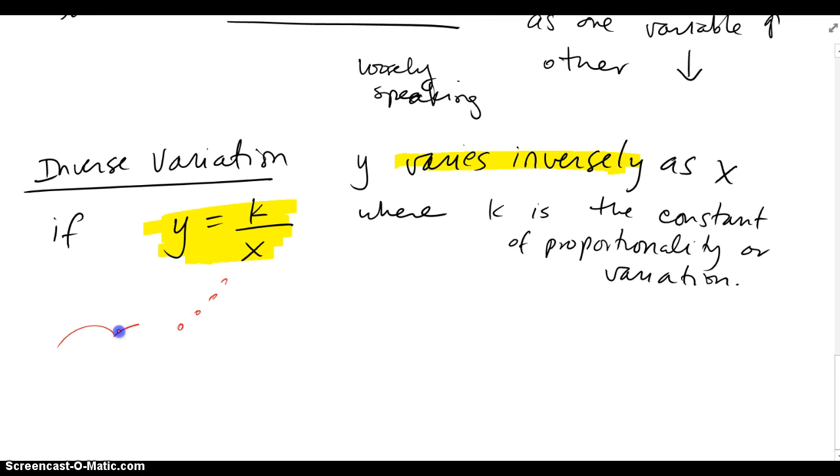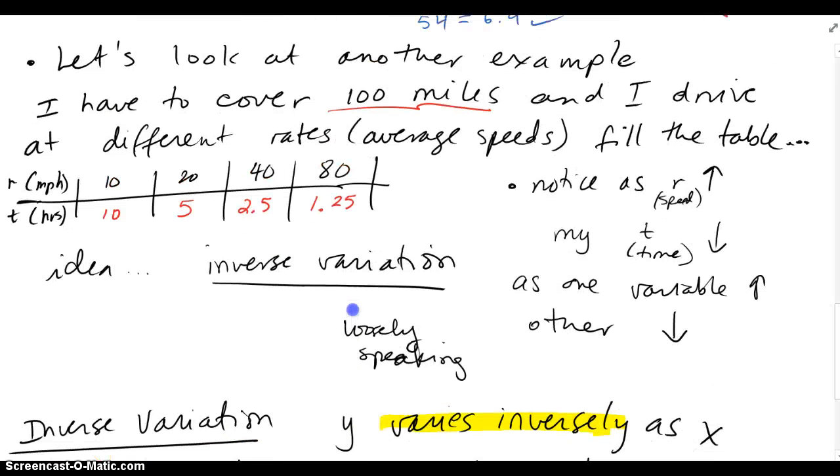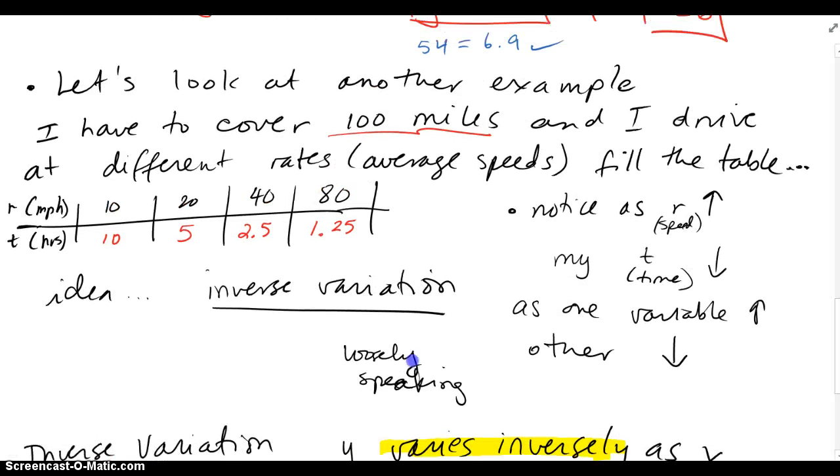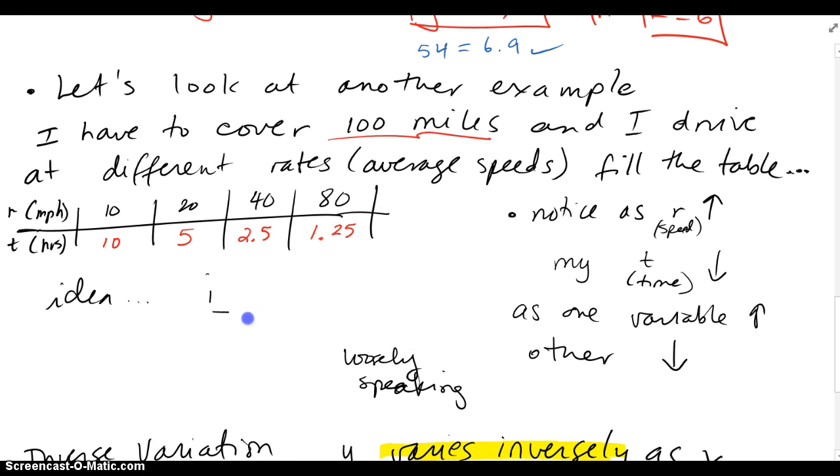Notice if I multiply both sides of this equation by x, the lowest common multiple, I'm going to get yx equals k. So inverse variation also says that the product of your two variables will always be the same exact constant. Now let's go over here.